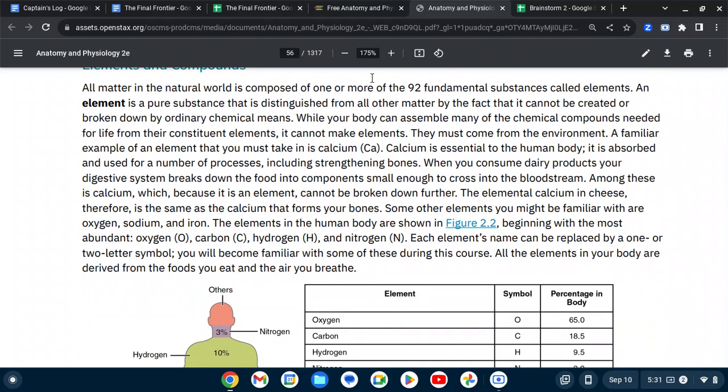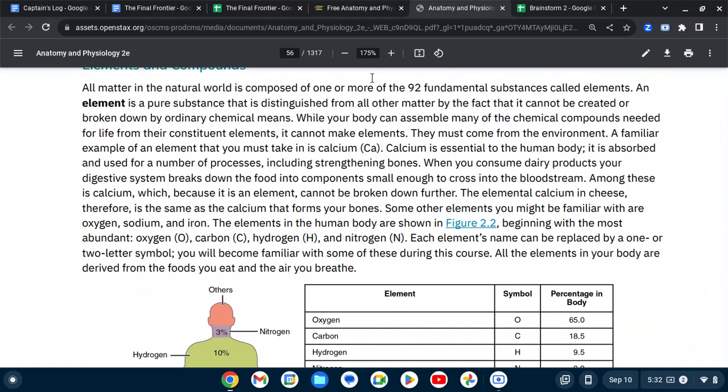A familiar example of an element that you must take is calcium. Calcium is essential to the human body. It is absorbed and used for a number of processes, including strengthening bones. When you consume dairy products, your digestive system breaks down the food into components small enough to cross into the bloodstream. Among these is calcium, which, because it is an element, cannot be broken down further. The element calcium in cheese, therefore, is the same as the calcium that forms your bones.